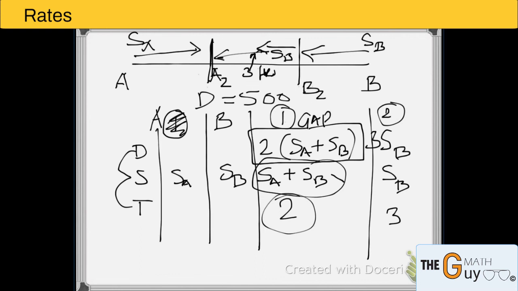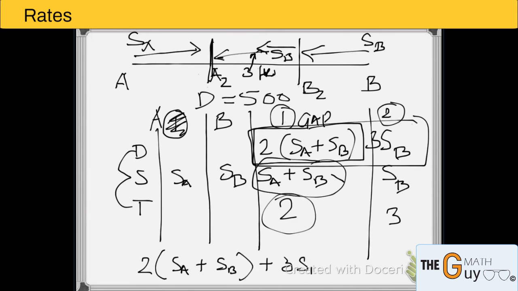Well, I can already start drawing out equations from this. I know that these two distances in 1 and 2 add up to 500. So I can say 2 times (SA plus SB) plus 3SB is equal to 500. And so forth, right? You're getting the idea. The gist is that you can actually organize the information and you can already start seeing the equations or the solution if you have organized your data in this method.